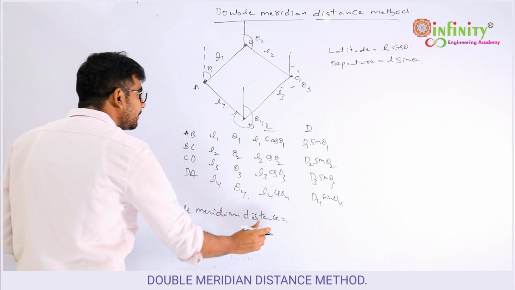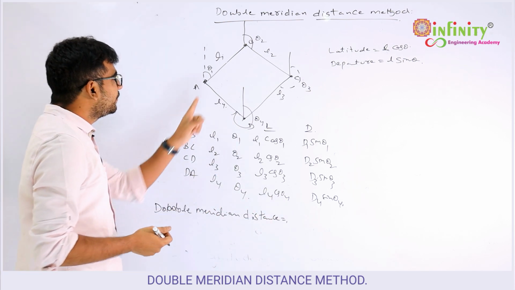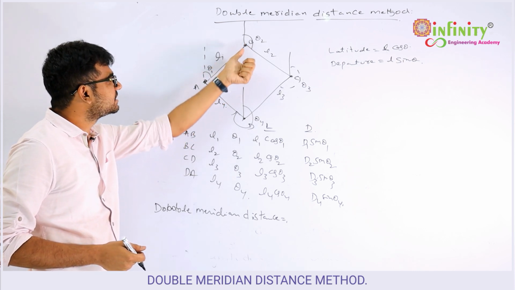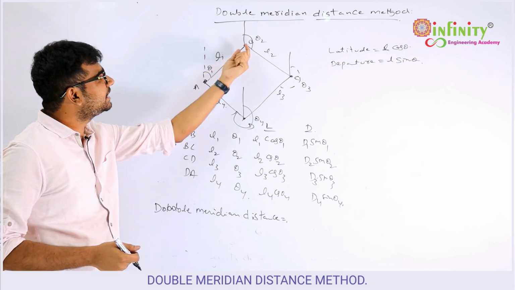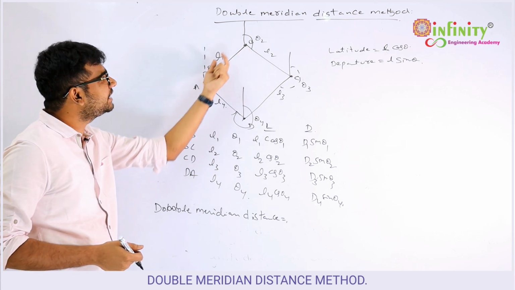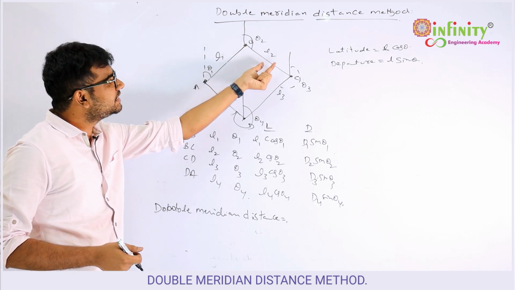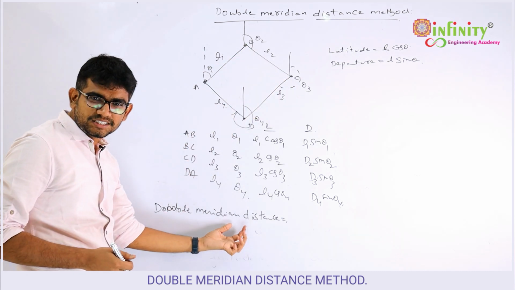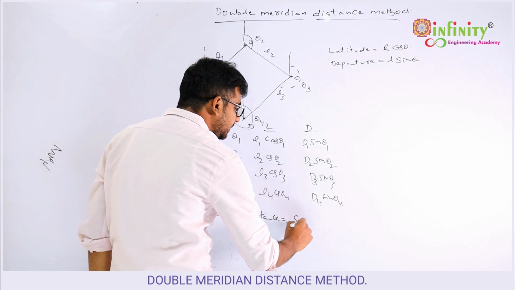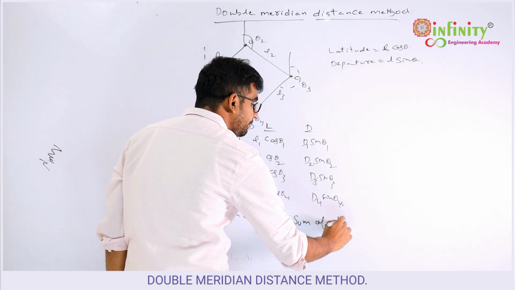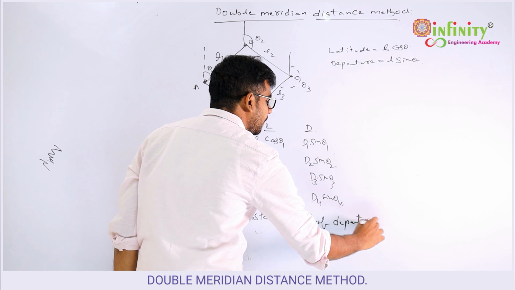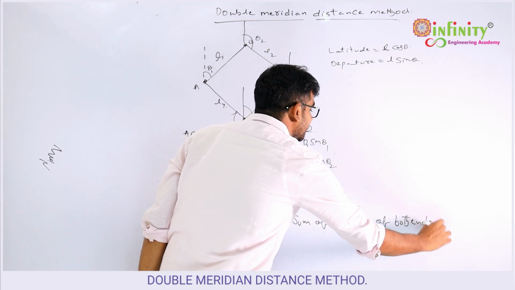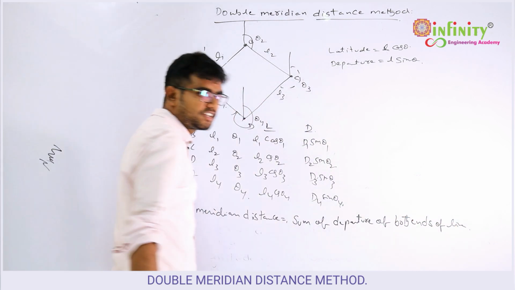Basically, what is double meridian distance? If you take any line, the line has 2 ends. Here the end is point A, here the end is point B. If you take this line, the ends are points B and C. Double meridian distance is the sum of the departures of both ends of the line.